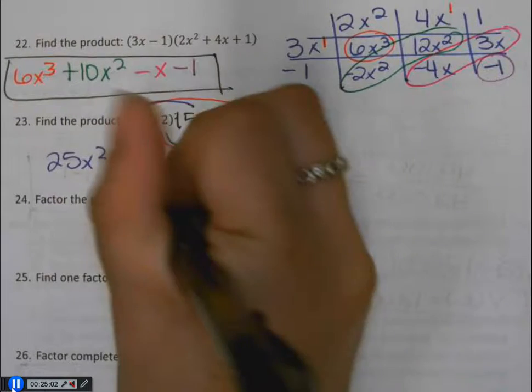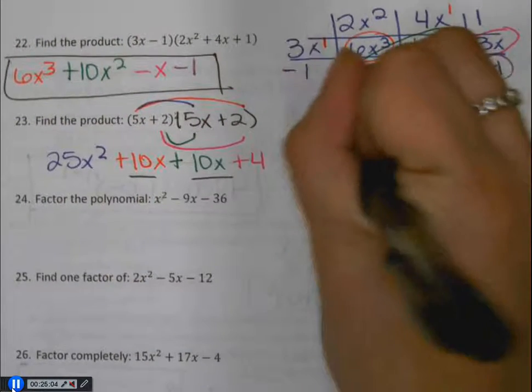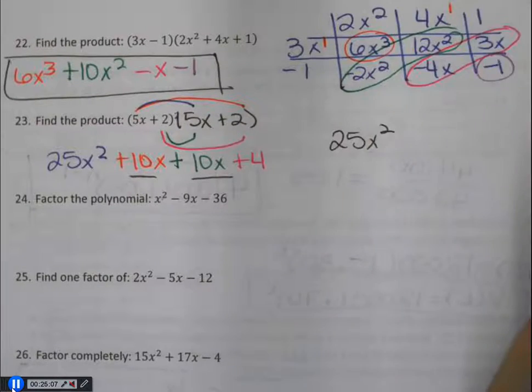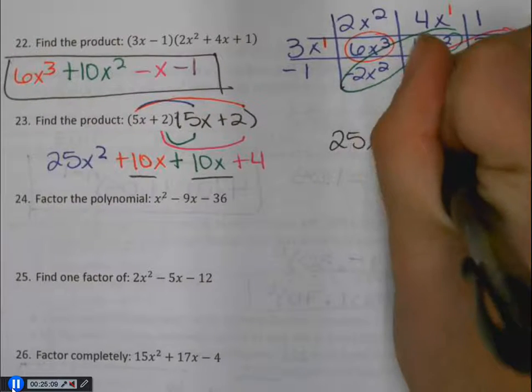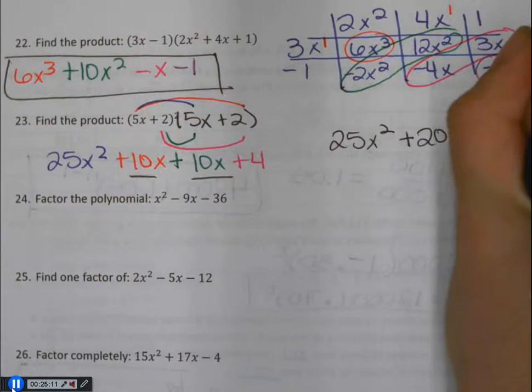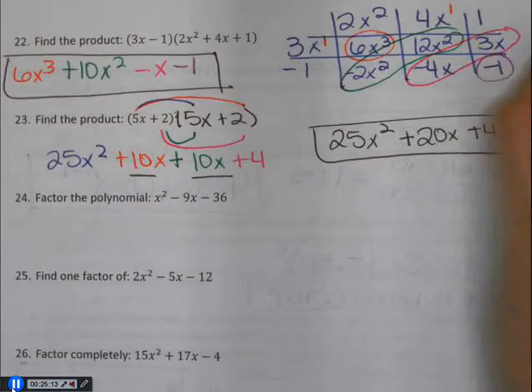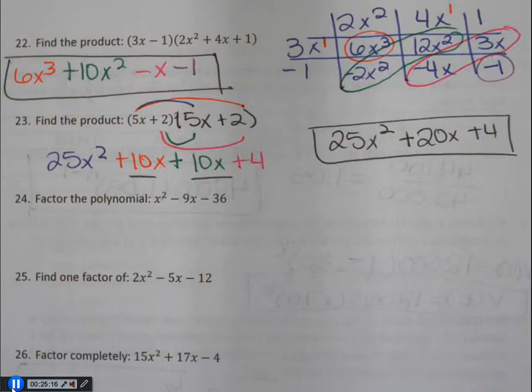Okay? Then I just have to combine like terms in the middle. So my 25x squared stays the same. 10 plus 10 is 20x. And then I just have the 4 at the end. Questions on number 23?